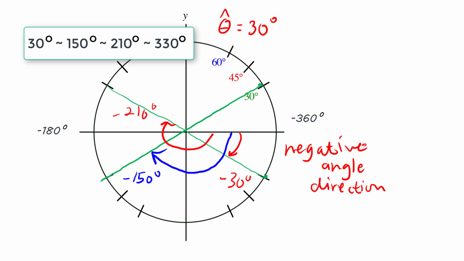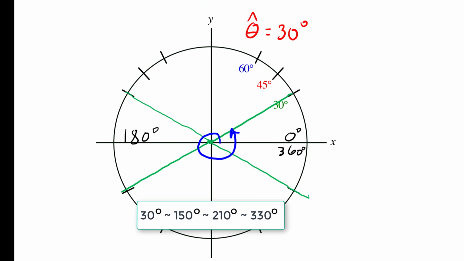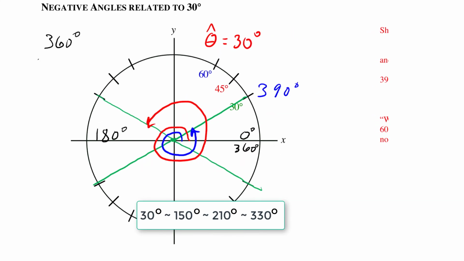And we can even start at the 0 and go all the way around to the first quadrant. And that's one more related angle, 330, except it's in the negative direction, so it's negative 330 degrees. Likewise, we can go around one full circle at 360 and then an extra 30 degrees. So that's 390 degrees total. Or we could go around a full 360 plus an extra 150. And 360 plus 150 is 510 degrees.